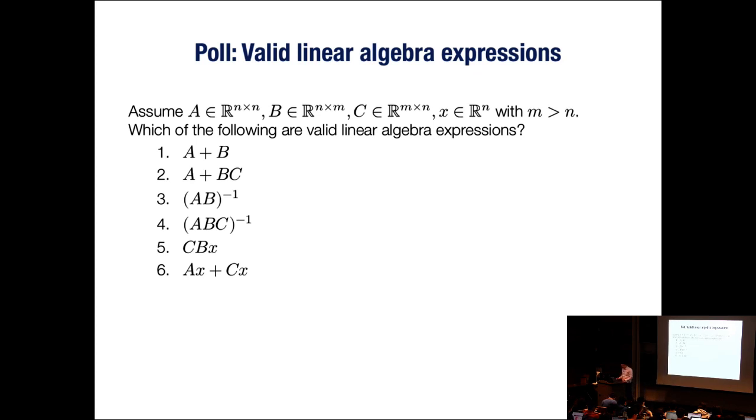And the last one, yeah, the last one's not valid either. You can't multiply. So this would be an m-dimensional vector, and this would be an n-dimensional vector. And you can't add those two together, okay? So be aware of these things.